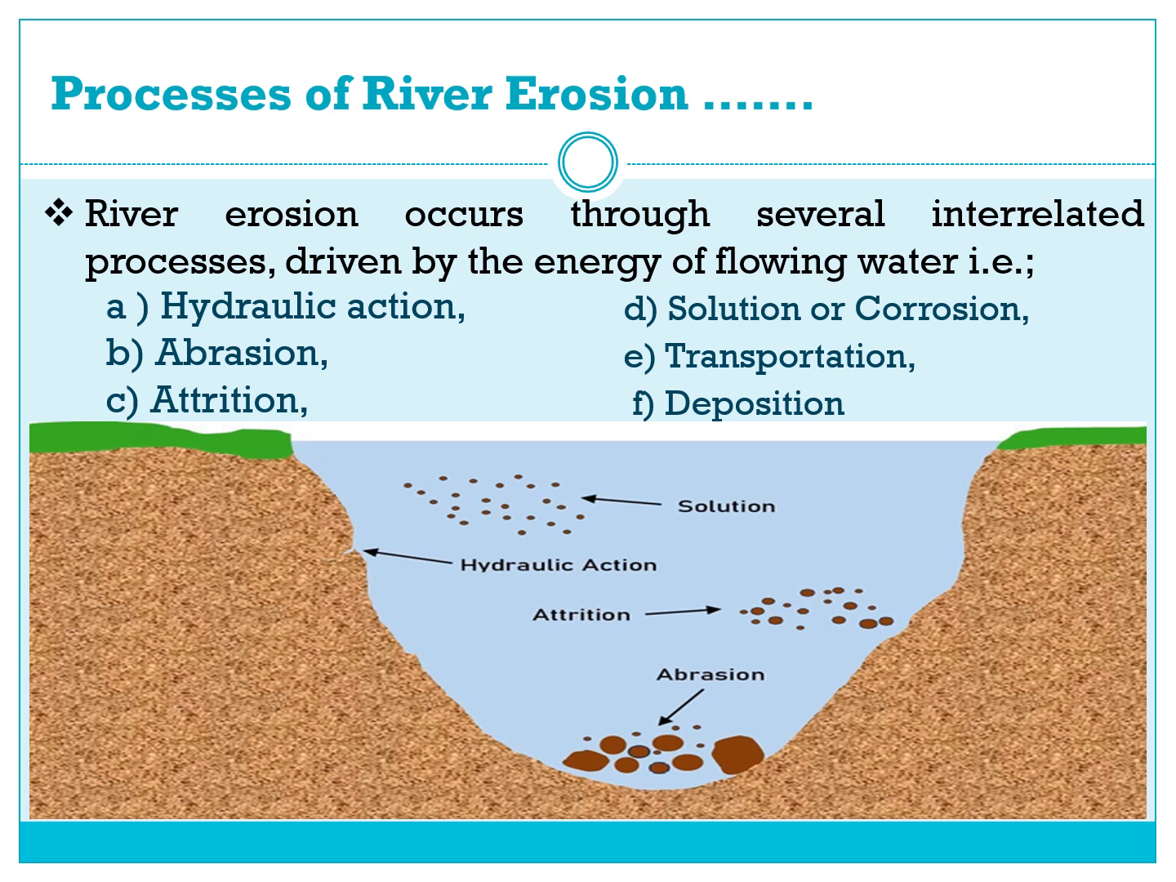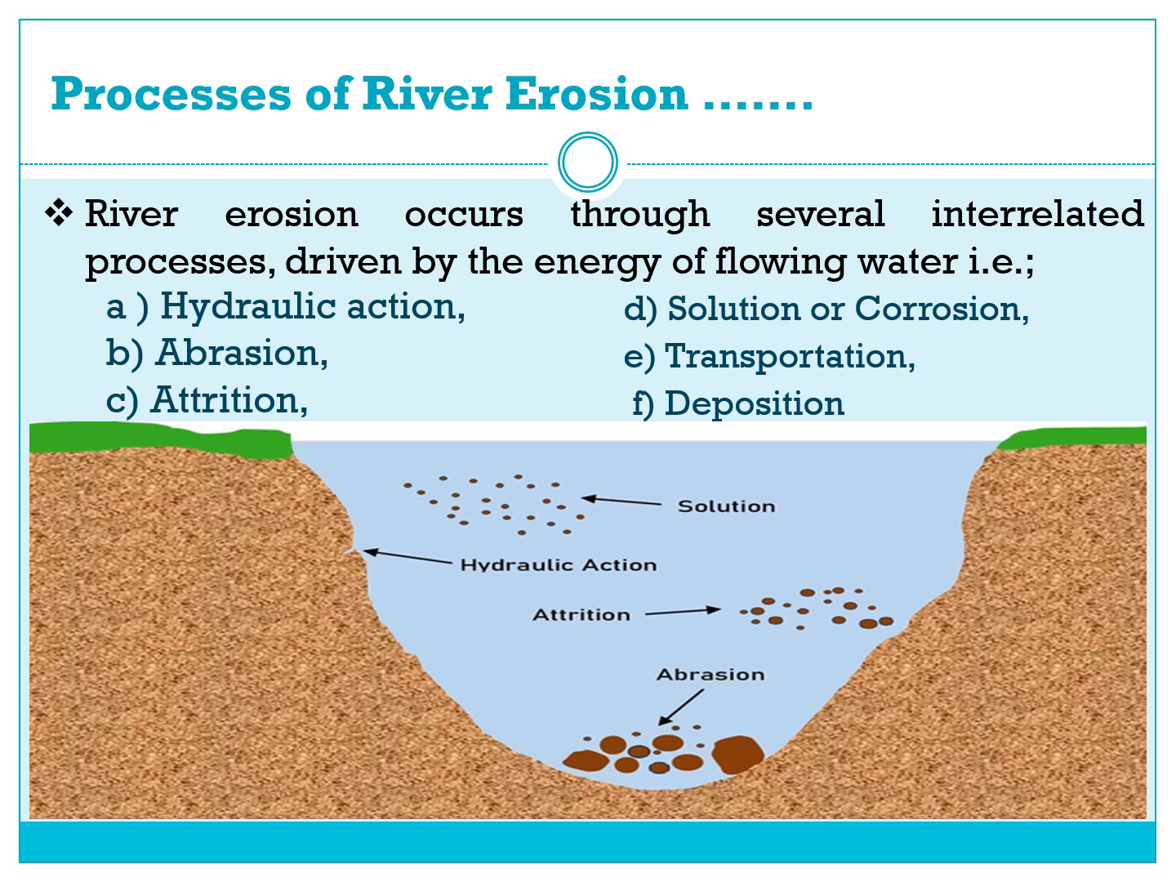Processes of river erosion. River erosion is a powerful force that shapes the Earth's surface, creating a variety of stunning landforms. Understanding the mechanism and factors influencing river erosion is crucial for managing water resources, predicting natural hazards, and appreciating the dynamic nature of our planet.